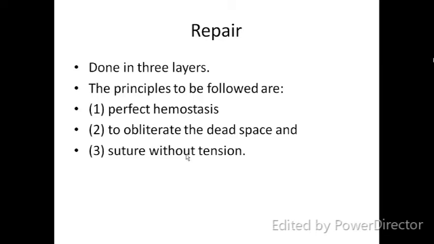Repair is done in 3 layers. What is the principle of repair? Perfect hemostasis, obliterate the dead space, and suture without any tension. Suturing without tension is very important, because after the suturing, the patient will complain of severe pain in the perineum. She is not able to walk, not able to sit. And as I told you, dyspareunia after the healing.